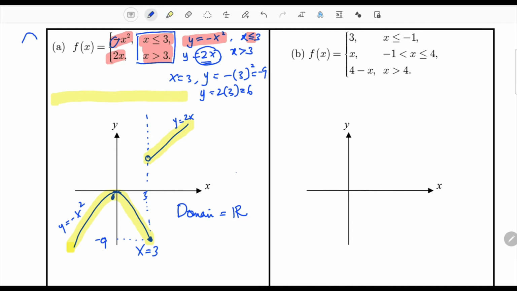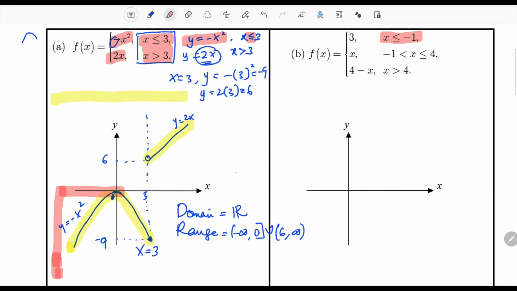But for range, okay, for range, let me change the color back to red. So from negative infinity, from here up to here, up to 0, it stops. So we will get negative infinity up to 0, if 0 is inclusive. But you need to union. Union what? This value just now we found to be 6, but that is an empty circle. So that will be union 6 to infinity. So that's your range. Right, B, you have f(x) equals 3 when x is less than or equal to -1.